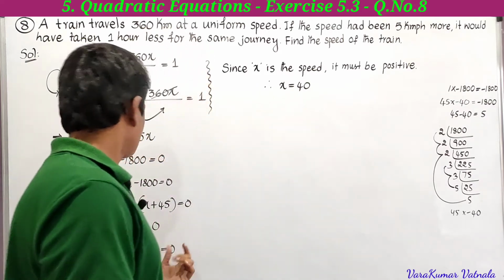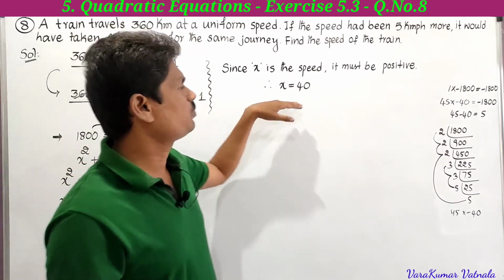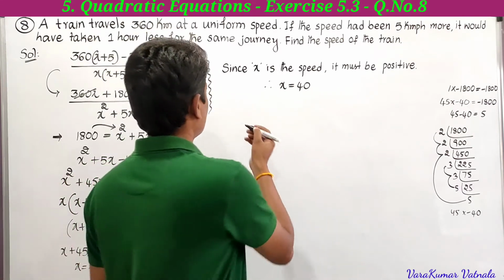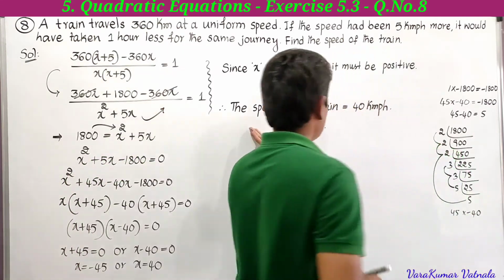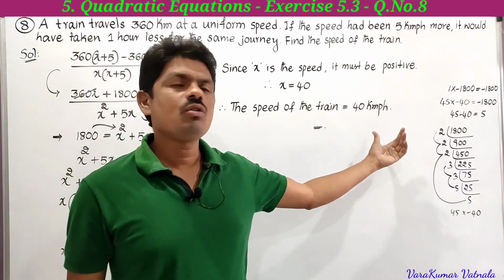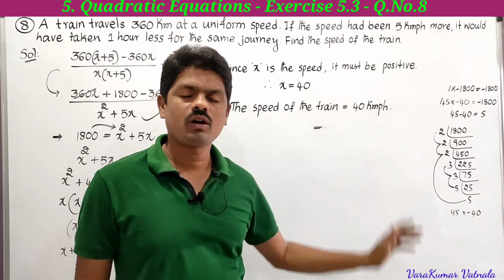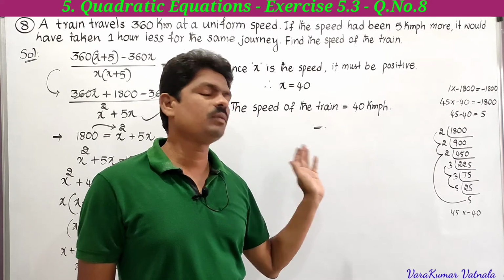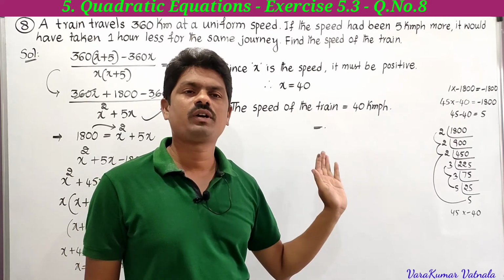Therefore x is equal to 40. So here, the speed of the train is equal to 40 kmph. Therefore the speed of the train is equal to 40 kilometers per hour. So like this we can find. So the problems on trains are very important.